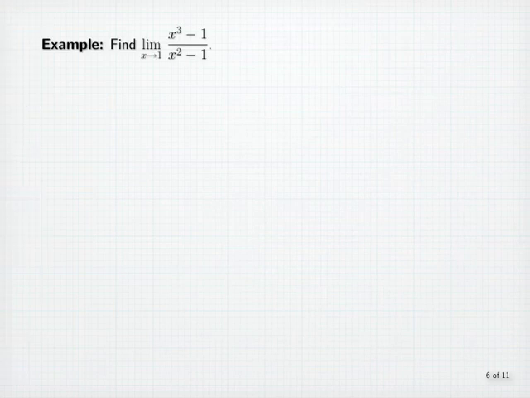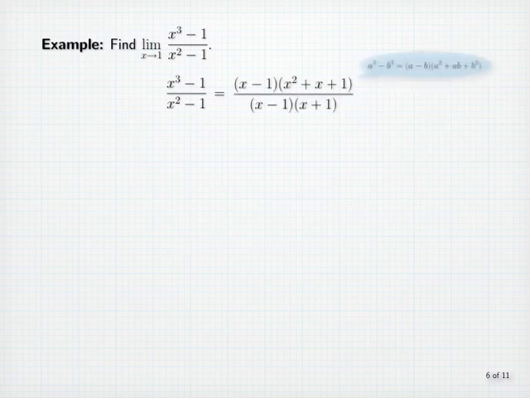Example. Let's find the limit as x approaches 1 of x cubed minus 1 divided by x squared minus 1. The first thing we'll do is try to simplify the function. To do that, we'll first factor the numerator and denominator. Using a formula for factoring the difference of cubes, the numerator becomes x minus 1 times x squared plus x plus 1, and factoring the denominator gives us x minus 1 times x plus 1.